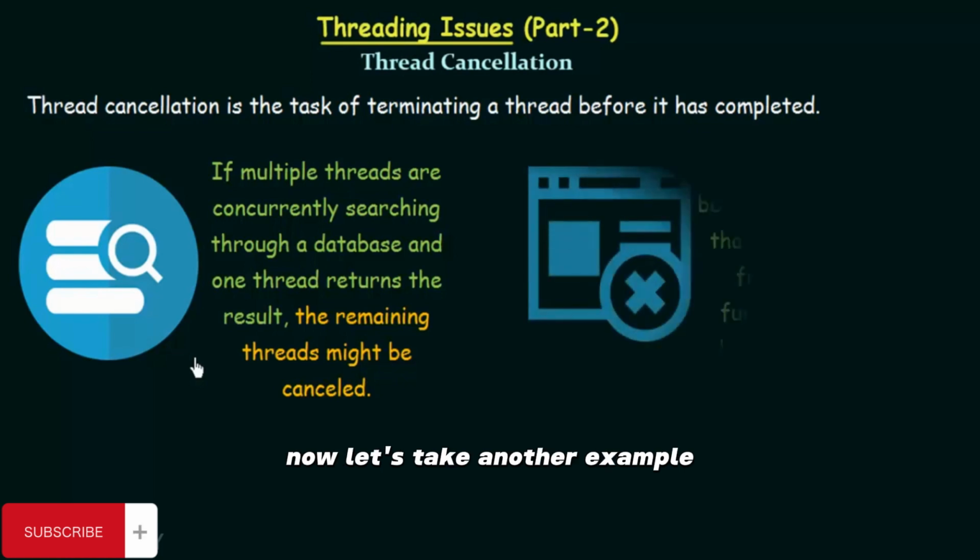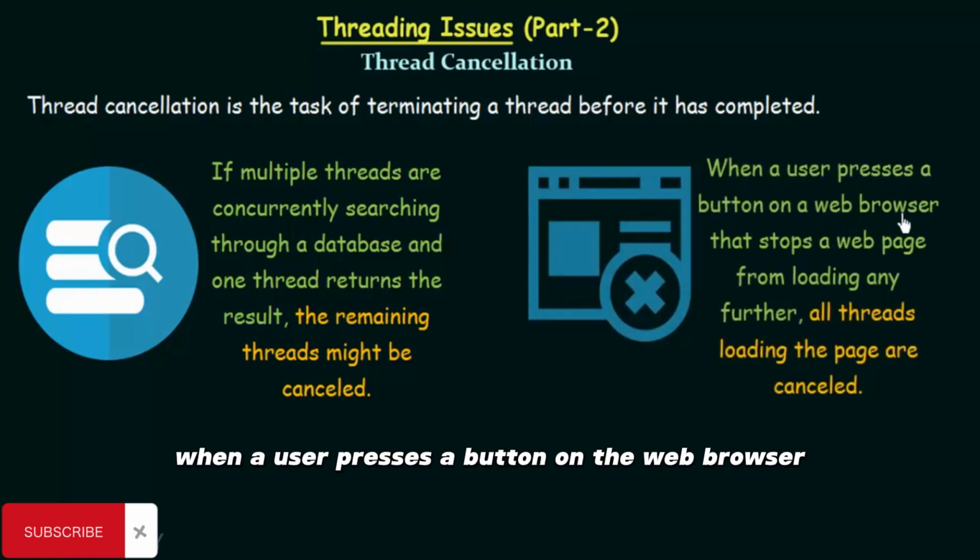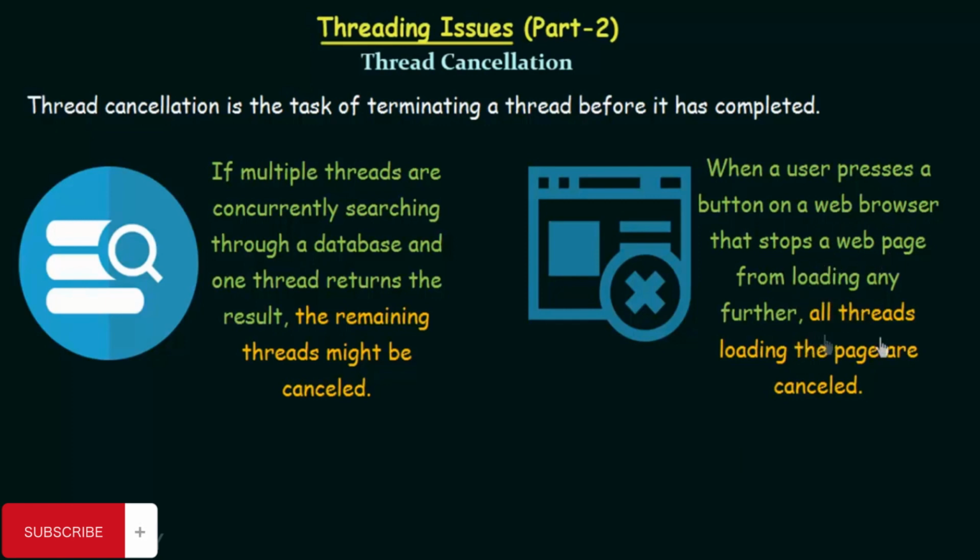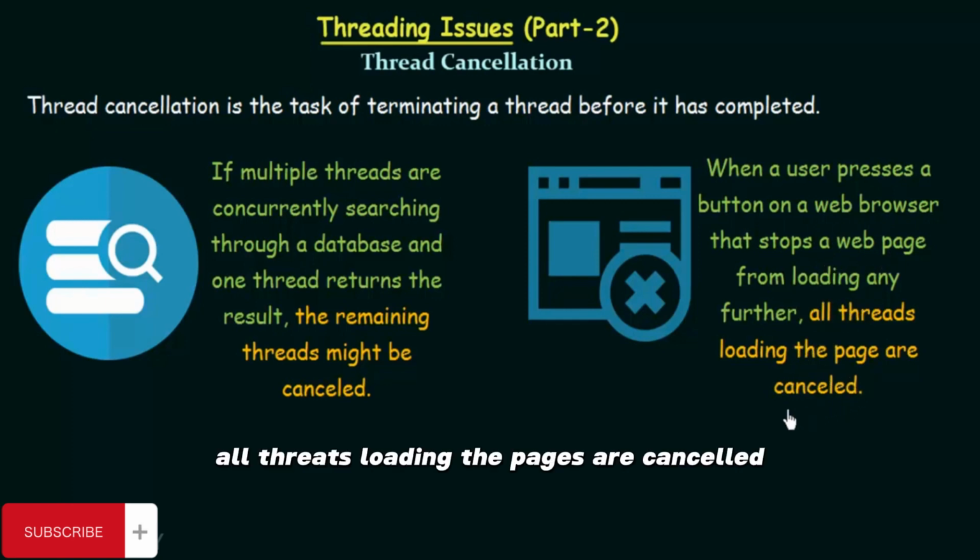Now let's take another example. When a user presses a button on the web browser that stops a web page from loading any further, all threads loading the page are canceled. This is a real-life example that you must have seen in your day-to-day life. When you are using a web browser for surfing the internet, you know that there is a cancel button in the web browser. When a web page is loading, if you press that cancel button, the entire web page stops loading any further.